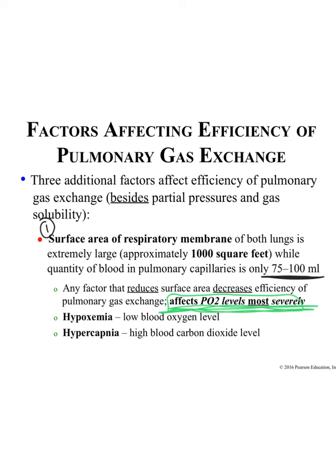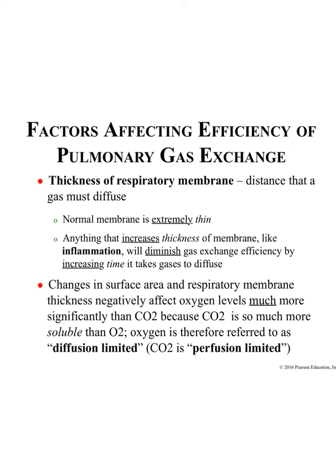So any type of pulmonary condition that destroys alveoli, or where the alveoli are filled with fluid or mucus, would decrease the surface area. The second factor we have is the thickness of the respiratory membrane, so the distance that the gases must diffuse.